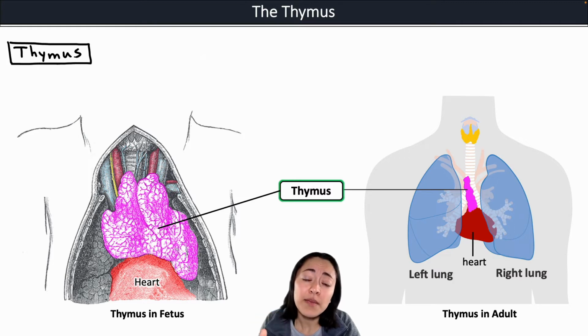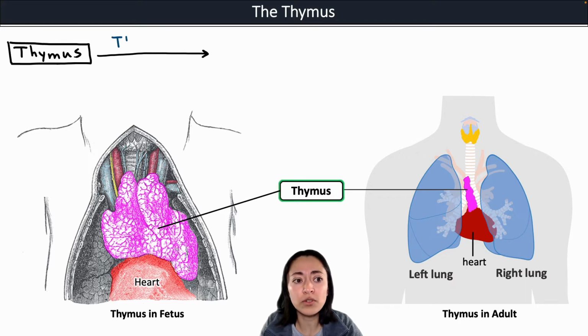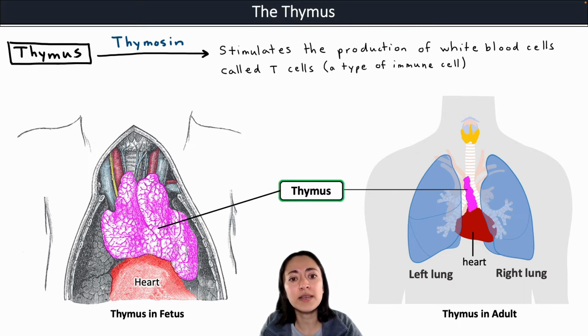Now, the thymus is also a really important endocrine gland because it secretes a hormone known as thymosin. And thymosin is really important in stimulating the production of white blood cells, called T cells again, which are a type of immune cell. So in order for our body to produce sufficient amounts of T cells, we're going to need this hormone thymosin to be produced.